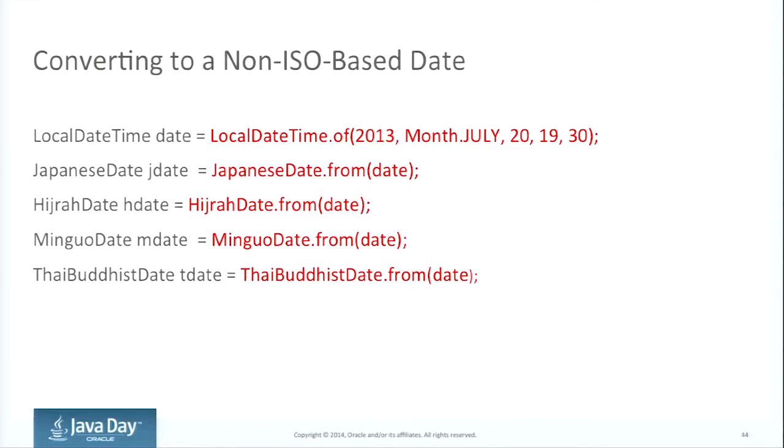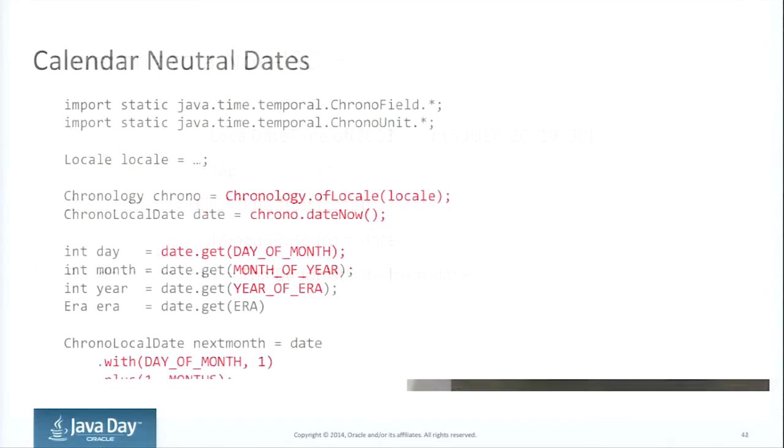So this shows how easy it is. I have a particular date, July 20th, 2013, and the time is 19:30. I just use that date, and I can create a Japanese date from the date that I created using the ISO representation. I can get the Minguo or the Thai one. That's simple, just passing the date, and I'm getting a new date, either a Japanese date, a Thai Buddhist date, or any type of date. Very simple to move from an ISO to a non-ISO based date.